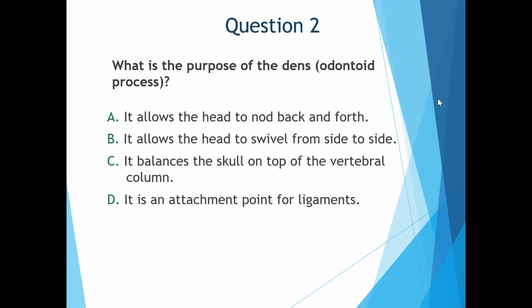Question number 2. What is the purpose of the dens, also known as the odontoid process? A, it allows the head to nod back and forth. B, it allows the head to swivel side to side. C, it balances the skull on top of the vertebral column. Or D, it is an attachment point for ligaments.